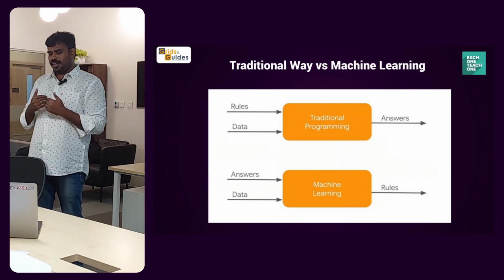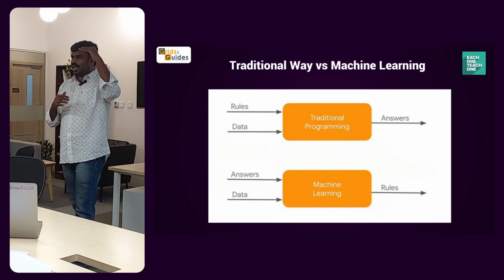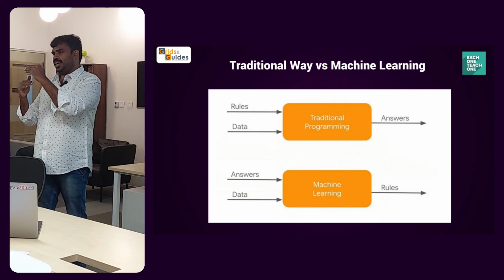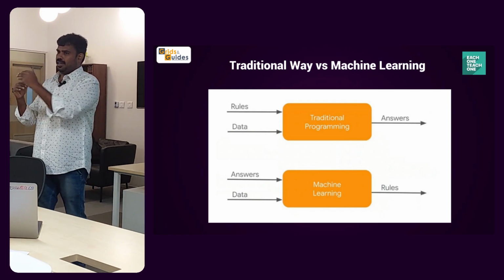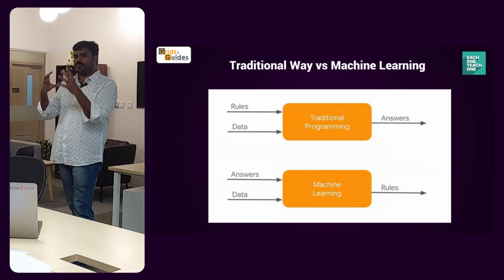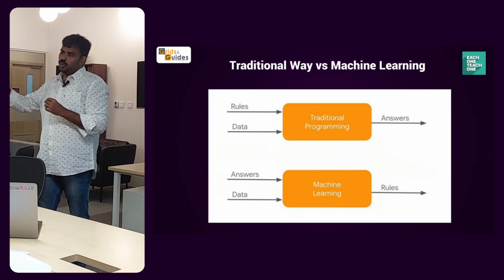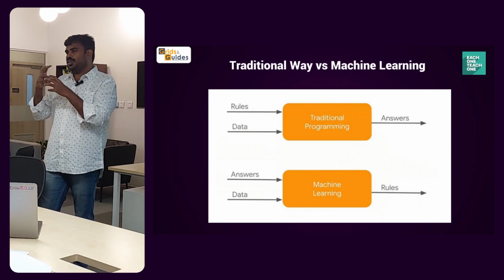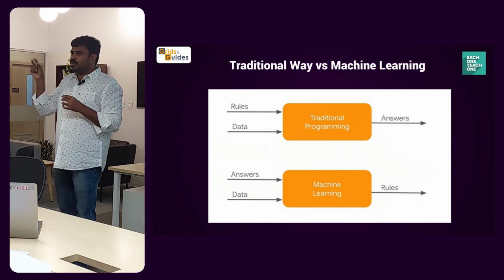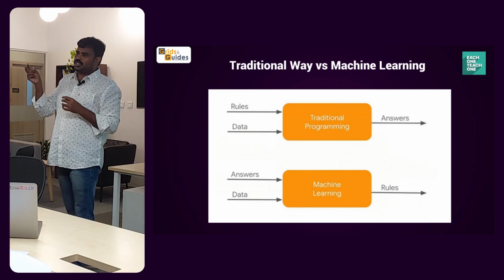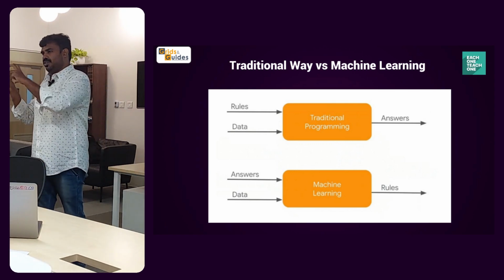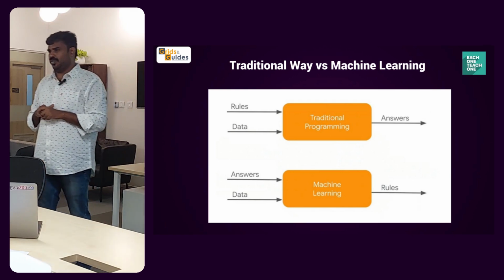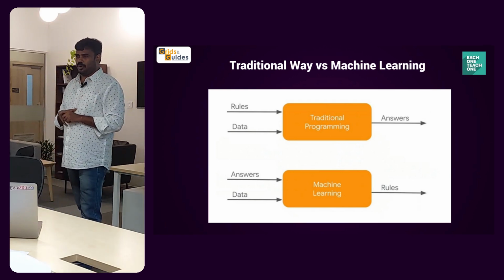But when it comes to machine learning, we have answers and we have data, and we are going to pass that data into a kind of black box, and that black box is going to return the rules. It is going to figure out the rules. It is not going to write any code, but it is going to figure out the rules based on the data which you have given. This is a high level definition for an AI model.